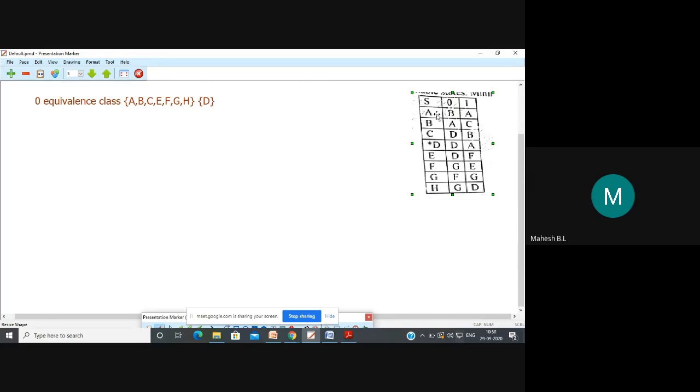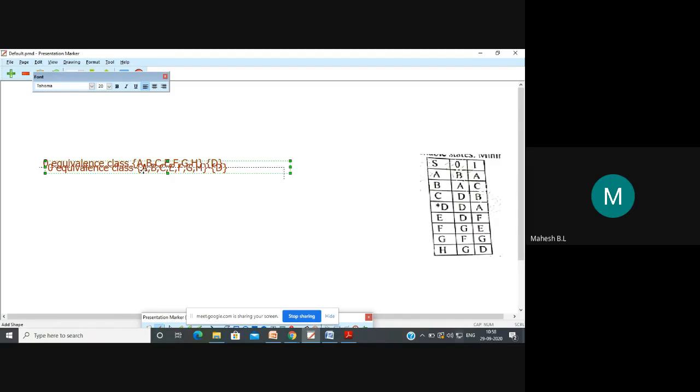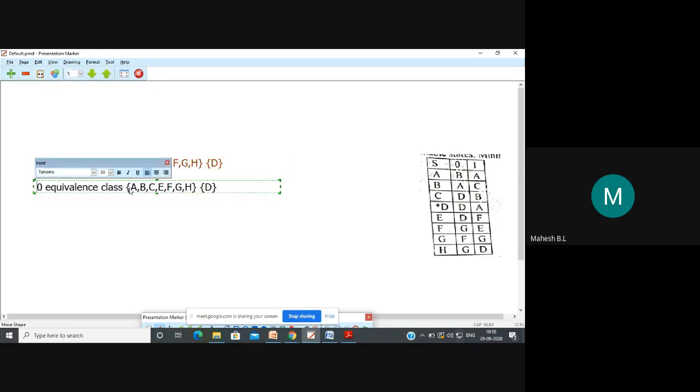See, A goes to B, A; both are in the same class here. B goes to A, C; both are in the same class. Then F goes to G, E; both are in the same class. That means A, B, and F are indistinguishable, so they will remain in one class. Now, one equivalence class we have is A, B, F.